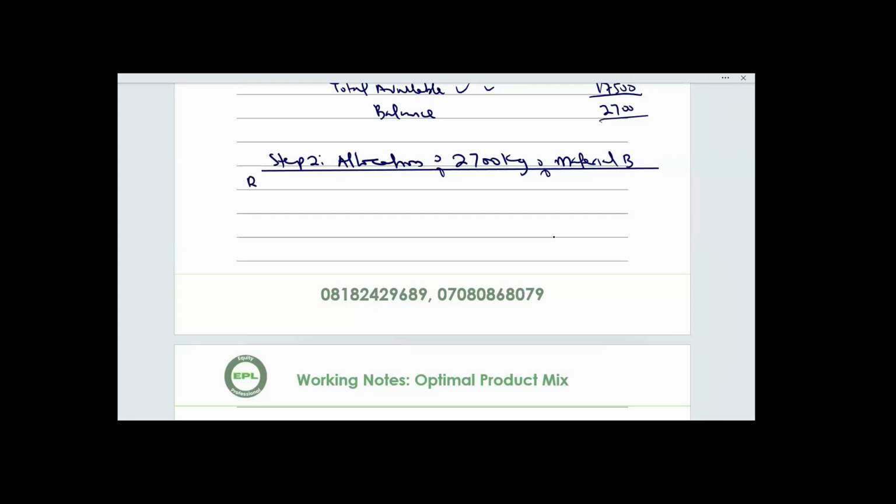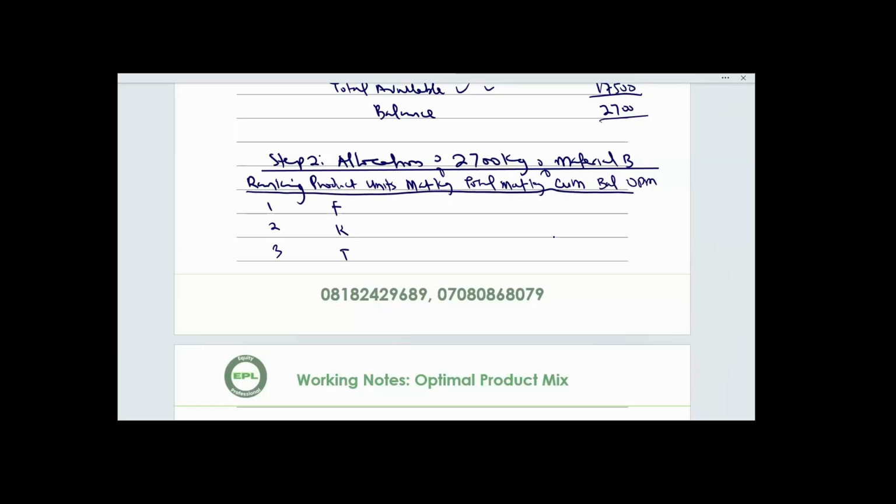So still remain the same thing. Ranking, products, units, material kilogram per unit, total material kilogram, cumulative balance, first, second, third ranking. Based on our ranking, the first one is F, K, then T. Pay attention, please.